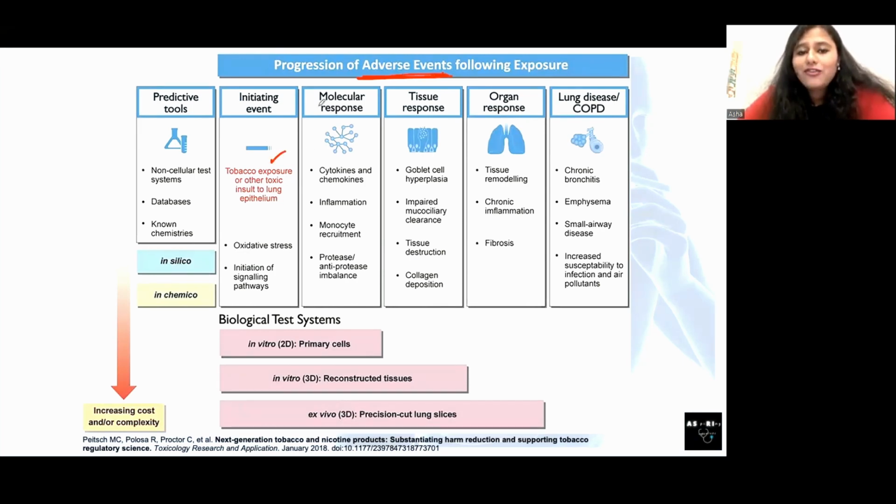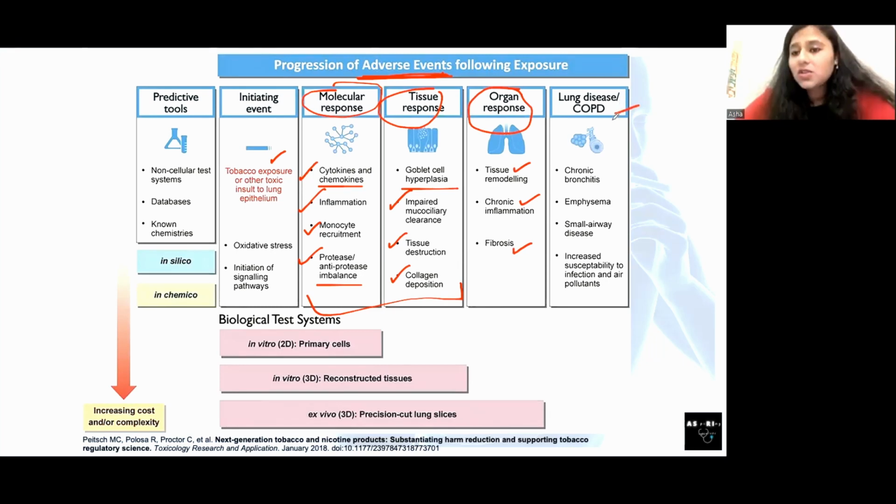So with smoking, it can affect things at the molecular level by inducing more cytokines and chemokines, inflammation, and monocyte recruitment, and protease and antiprotease imbalance. And then it works at the tissue response level by making goblet cells undergo hyperplasia, impairing your mucociliary clearance, causing tissue destruction and collagen deposition. So this is just the underlying stuff which we cannot see, right? But what we are working on is making awareness of this organ response. So all these organs get remodeled, have chronic inflammation, and can get fibrosed. That's what we're seeing clinically, the changes happening.